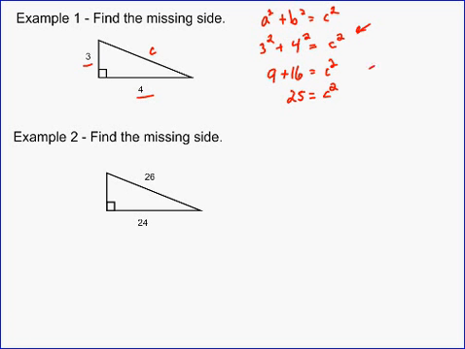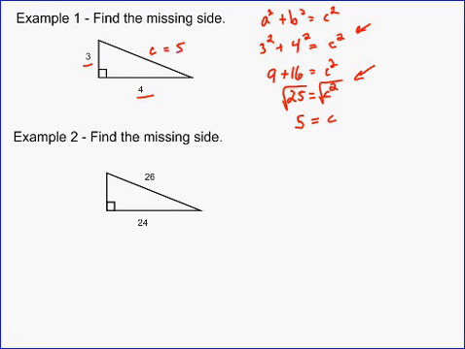So the way that we solve this equation, that's an equation there, a squared equal to a number, is you take the square root of both sides. The square root of c squared is just always going to be c, which is what we want. Square root of 25 is 5. Remember, square root is just the opposite of squaring. The square root says what number squared equals 25. Well, 5 squared equals 25. So the length of this side is 5.